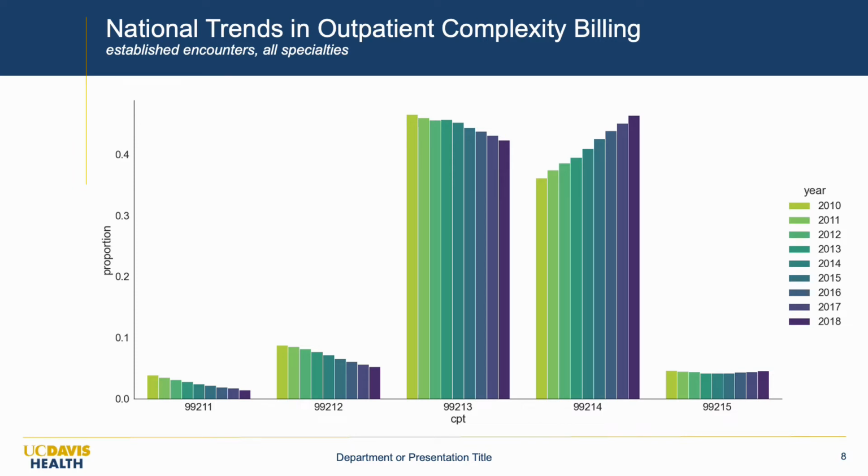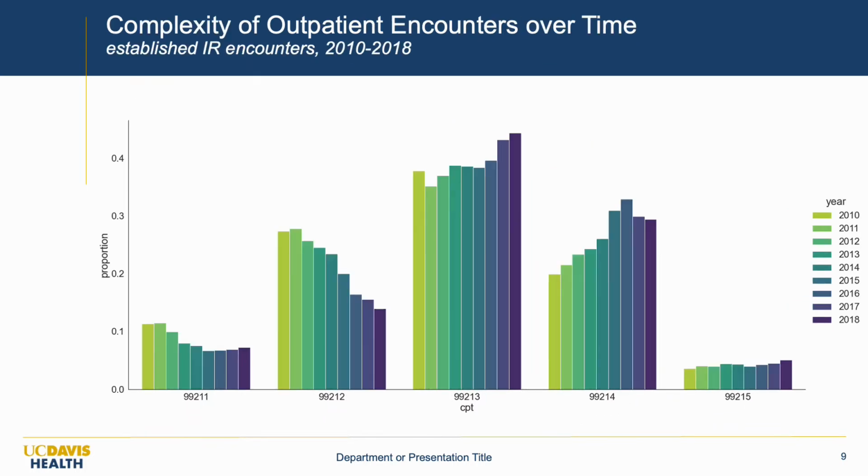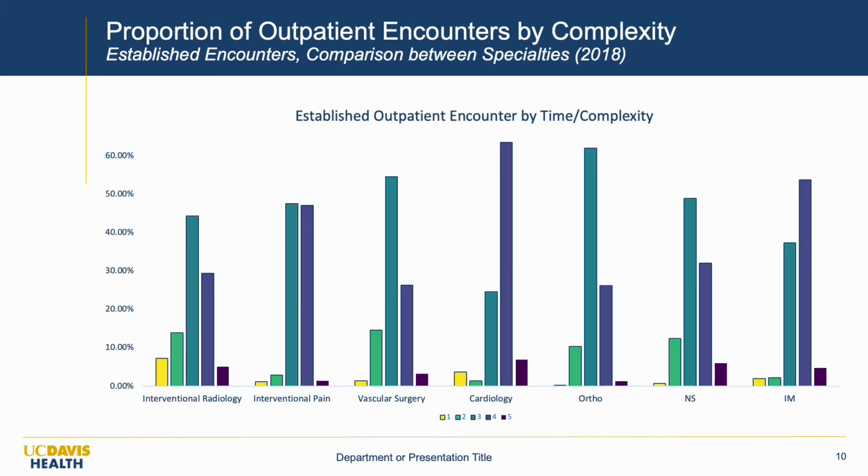As we look at national trends in outpatient complexity billing, this is between all specialties. We see a trend away from low complexity encounters towards high complexity encounters. When we stratify by just interventional radiology, we see a similar trend, but that there's probably more low complexity encounters, and that's confirmed when we compare interventional radiology to other specialties. We can see a higher proportion of low complexity encounters and a lower proportion of high complexity encounters.